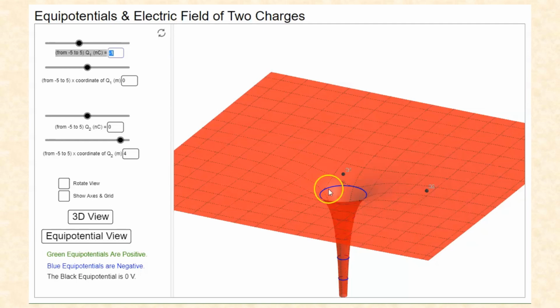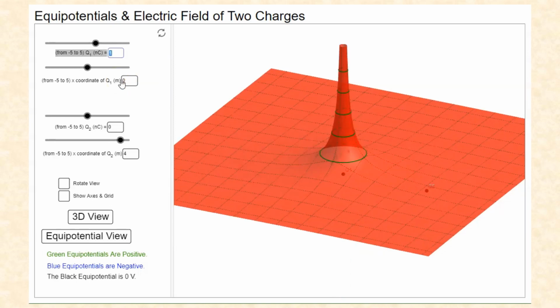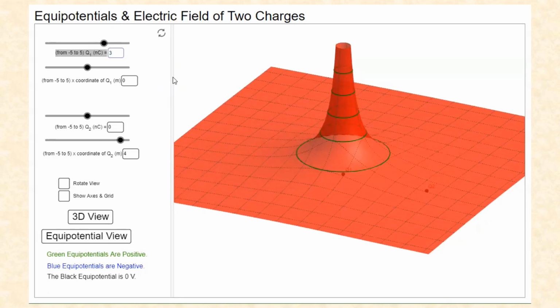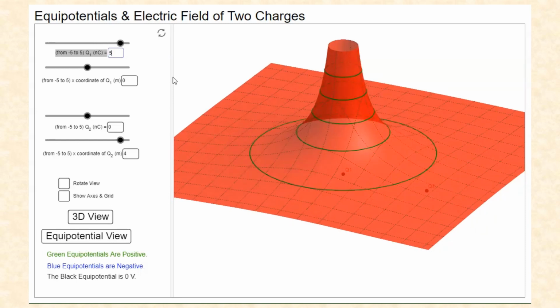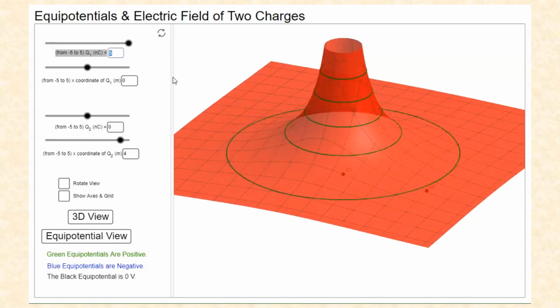How does the magnitude of the charge affect the potential? Let's go back to looking at a positive charge. This is the smallest charge, 1 nanocoulomb. I want you to take a look at what happens as we gradually increase the charge from 1 nanocoulomb to its maximum value of 5 nanocoulombs. Here we have 1. Let's double it, change it from 1 to 2. We'll now change it to 3 nanocoulombs, to 4 nanocoulombs, and finally to 5 nanocoulombs.